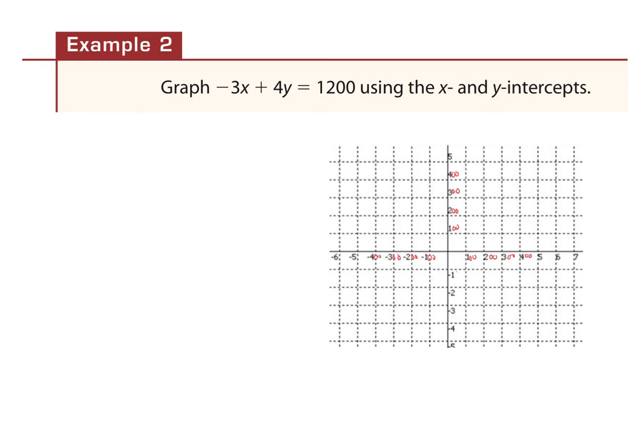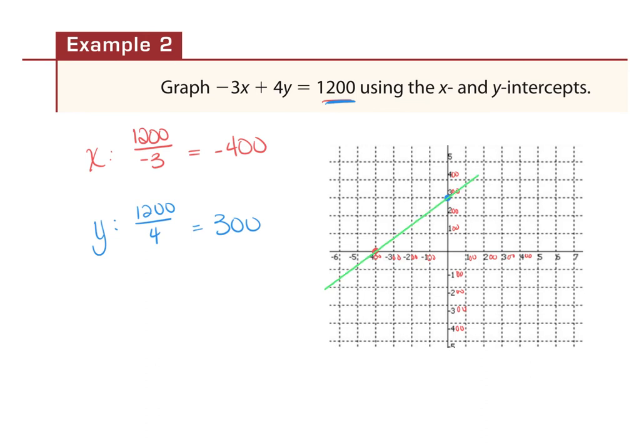It's going to be way easier than what you're used to, like slope-intercept form. All right? And so if I want to find my x-intercept, I'm going to put my c, my 1200, over my -3. My x-intercept is -400. So I'm going to go to -400 on this graph. My y-intercept, that's going to be my c, 1200, over my y coefficient, right? That's going to give me a +300. So now I'm going to go up here. And now I can graph this particular line.